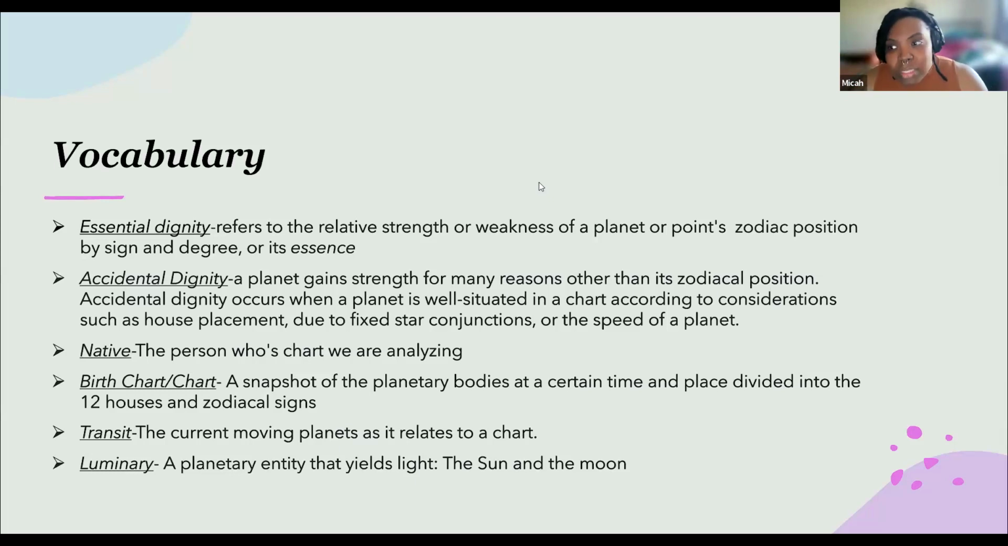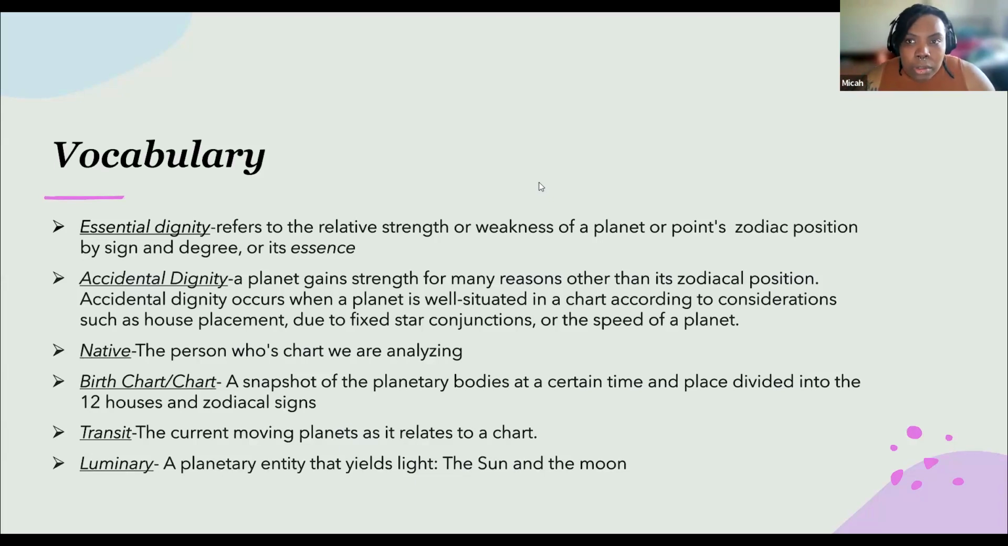You will use the essential dignity, but you don't have to call it that. Accidental dignity is basically everything else that we haven't learned a lot of. It's what makes a planet everything extra. It has to do with asteroids and fixed stars, and whether that adds to a planet or lessens a planet's power in the chart, as well as what's called the Chaldean order.